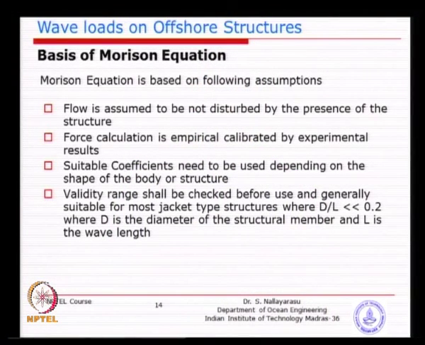This formula is based on a semi-empirical method, it is not derived from first principles. Basically his assumptions are quite a number of them, and sometimes they may not be satisfied. The first assumption is that the flow is assumed to be not disturbed by the presence of the structure. That means, when you construct a structure on the river, the flow pattern is not getting disturbed. That may be acceptable, may not be acceptable, depending on the type and the size of the structure.